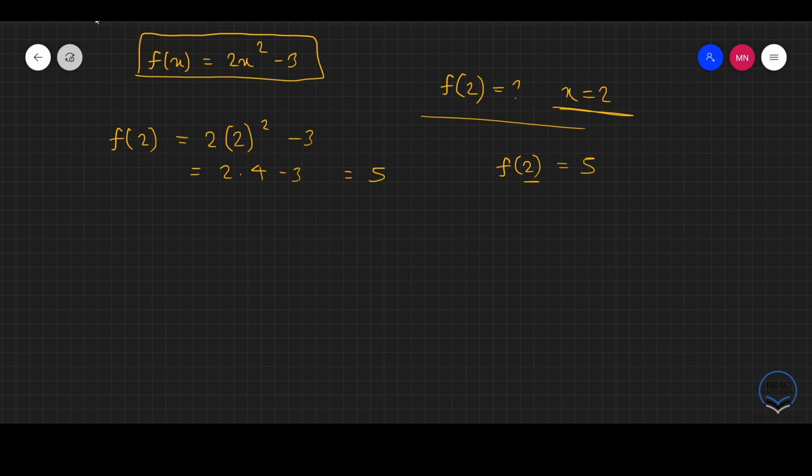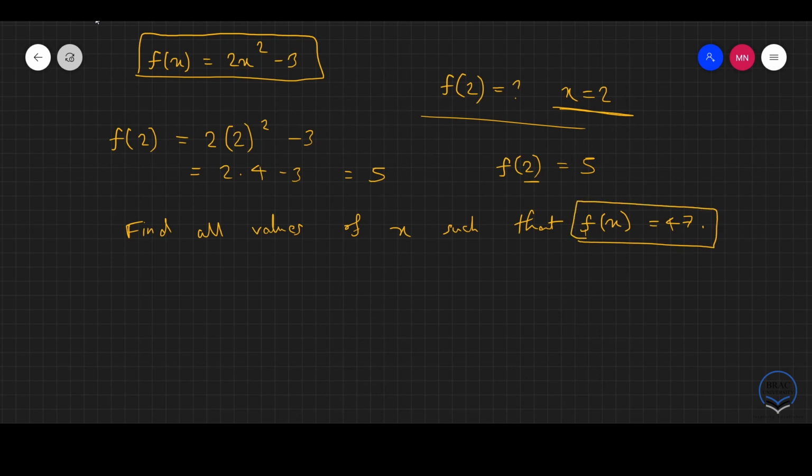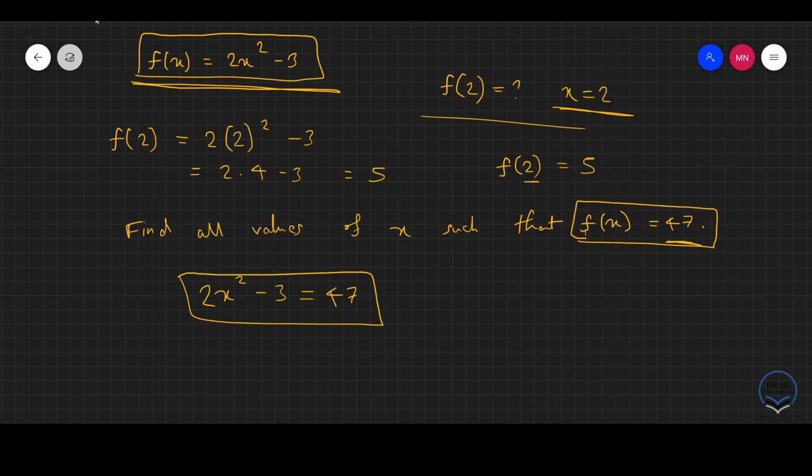Now, what if we are asked to find all the values of x such that f of x is equal to 47? So in this case, our output is given. Now we want to find the corresponding inputs that give us this output 47. So once again, we know what our function is. We have f of x, which is equal to 2x squared minus 3. Now we just equate it to our output, which is 47. So now we can just try and solve this equation for x.